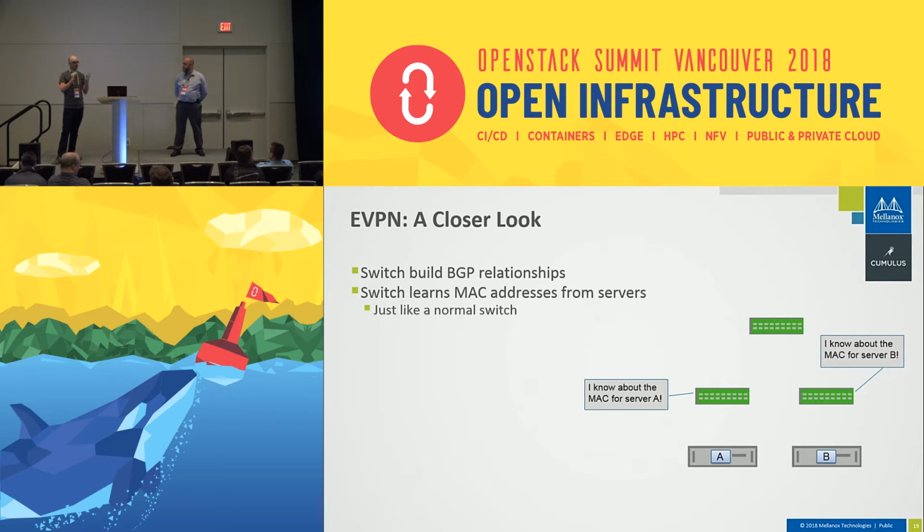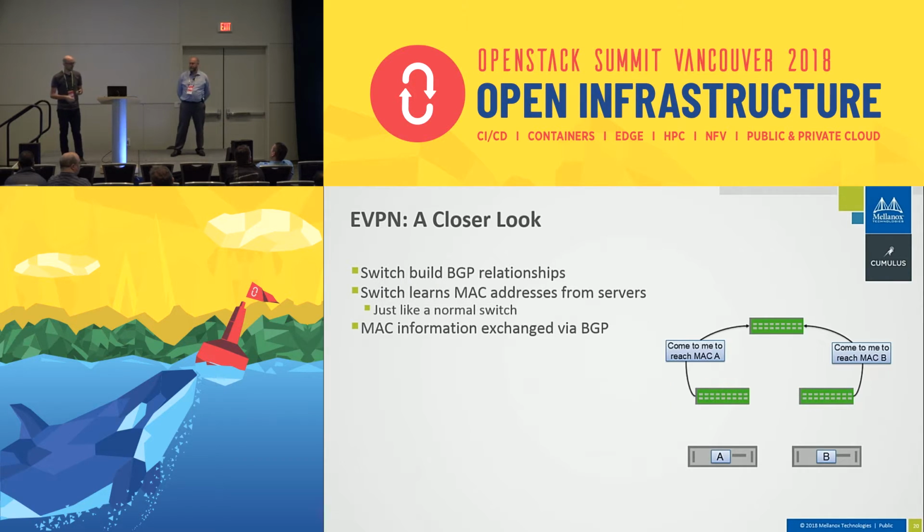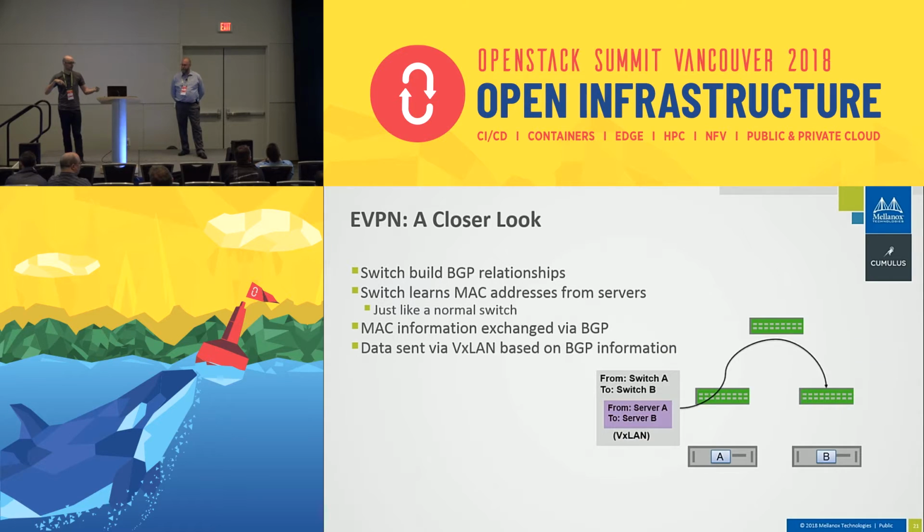Historically, there was absolutely no message that was sent to tell anybody about where a MAC address lived. This was part of the problem in layer 2. So that MAC address gets exchanged via BGP. We tell everybody in the network where all of these MACs live and how to reach them.